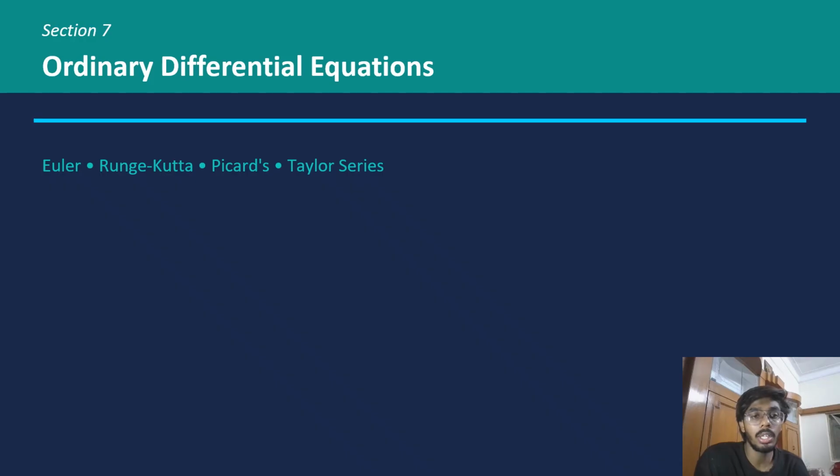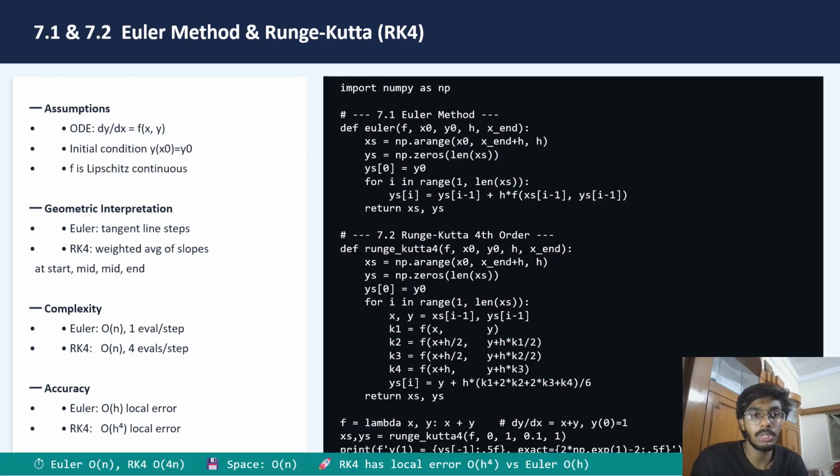Last we have ordinary differential equations. Here we are going to see the Euler method, Runge-Kutta method, Picard method, and Taylor series. First we start with the Euler method and Runge-Kutta method. The assumption we need to make is dy by dx is equal to f of x comma y. The initial condition y of x0 should be equal to y0, which should be given.